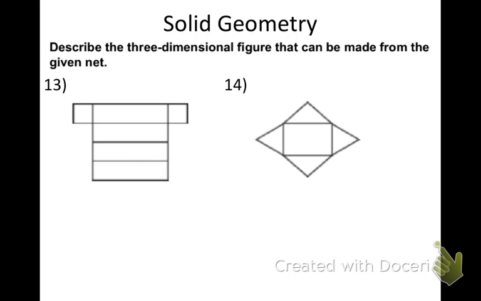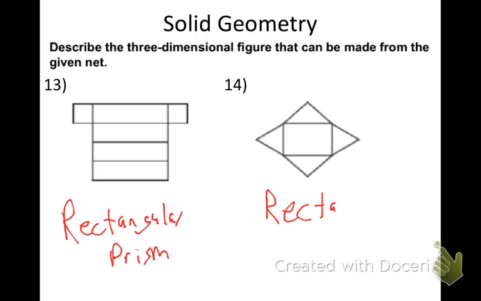Try these two. Take a couple seconds, try these two on your own. So number 13, what type of shape would 13 be? Kaylin, what'd you say? It would be a rectangular prism. Yep. If you were to fold it all the way around, it would give me a rectangular prism. And then there's 14. What type of figure would 14 get me, Max? Rectangular pyramid. That is a rectangular pyramid. Nice job.